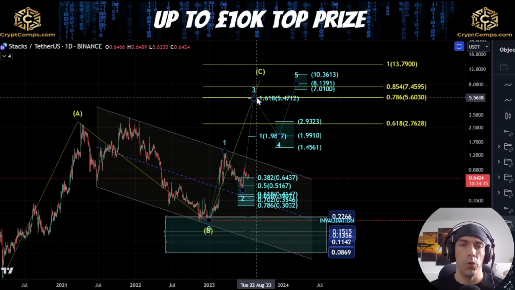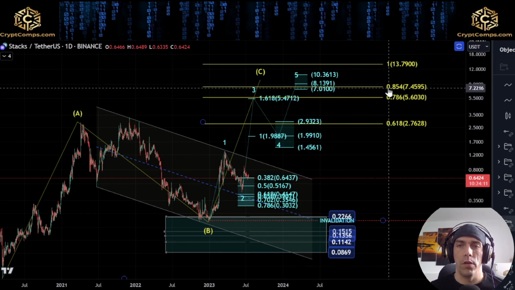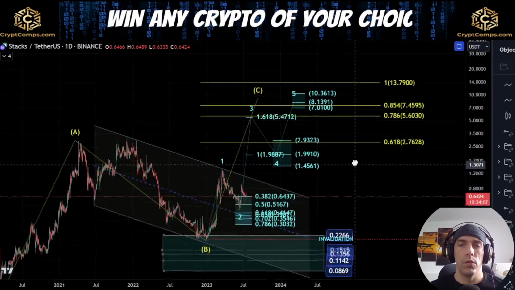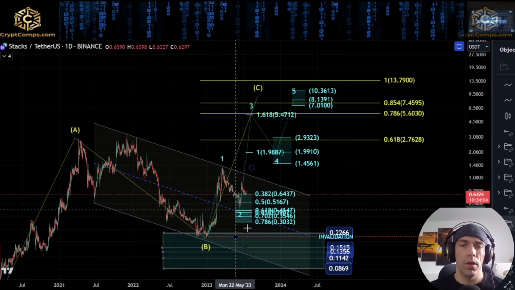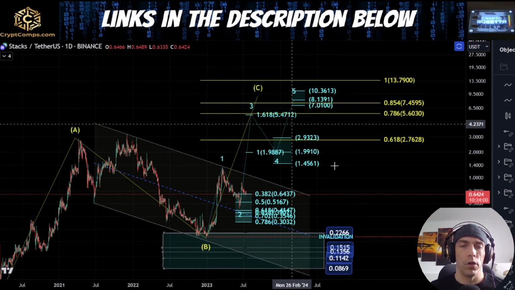But if we look at the blue count within this, what we could see is that possibly we could look to complete lower down here towards this 854 or this 786. Now there is always the potential this move could become impulsive to the upside here, so we're going to have to keep an eye on this. But at the moment, I'm just treating it as a corrective structure to the upside.